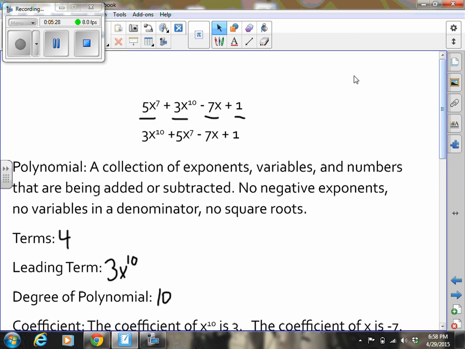And that's it. Those are your definitions for polynomials. So when your teacher uses these words, we expect that you know them. They're very simple, but you have to be introduced to them and you have to learn them.